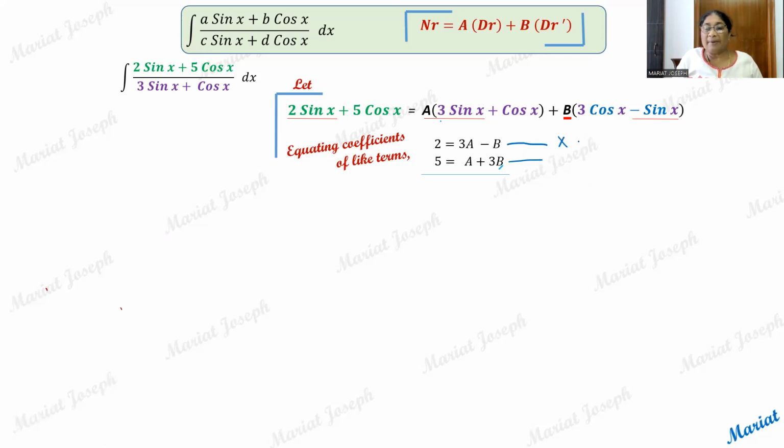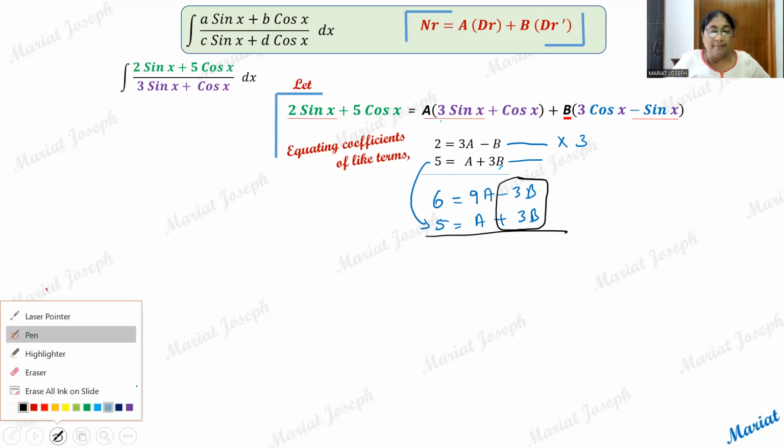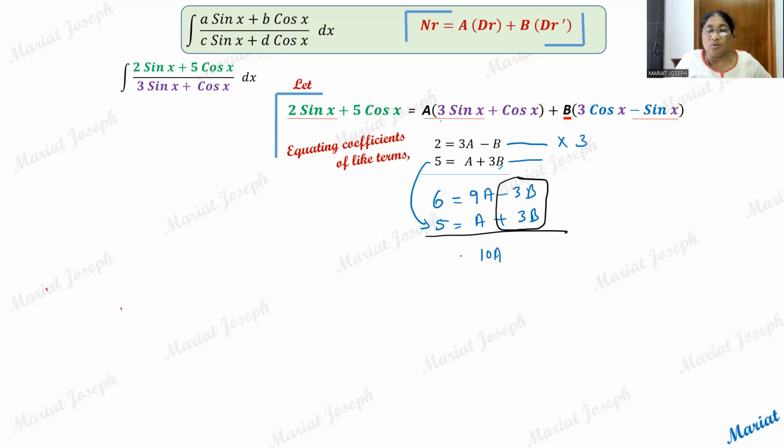First one, multiply by 3. So what is the equation becoming? 6 equal to 9a minus 3b. And the second equation as it is, copy: 5 equal to a plus 3b. Are we going to add them? Look, minus 3b and plus 3b become 0. 9a plus a is 10a. 10a is equal to what? We have added it. 6 plus 5 is 11. So what's the value of a? 11 upon 10. We got a.